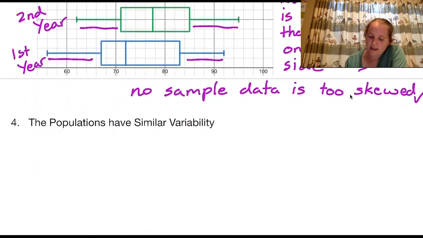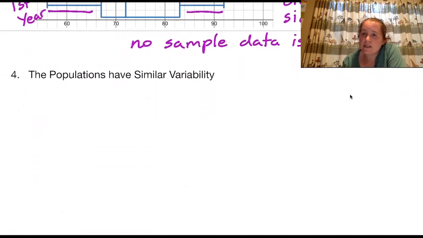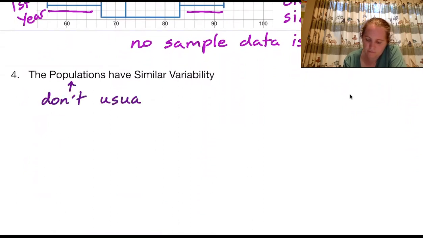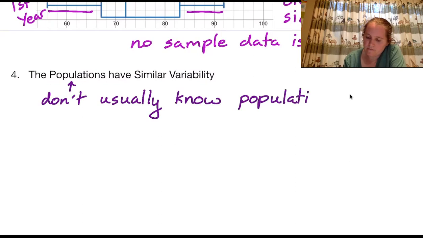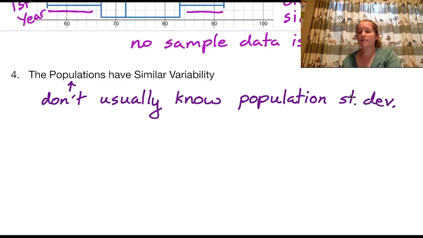And finally, the very last thing we have is that the populations should have similar variability. So it's rare that we know the population variability. We don't usually know the population standard deviation. So instead, what we can do is we'll use the sample standard deviations.